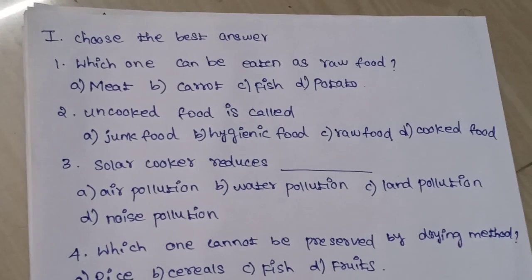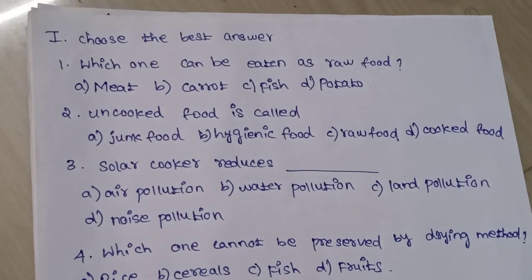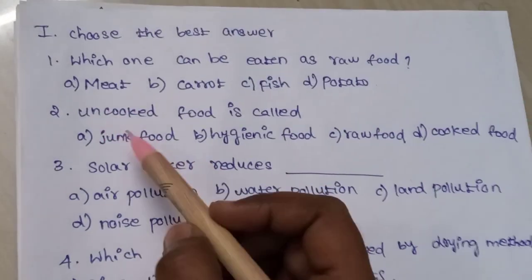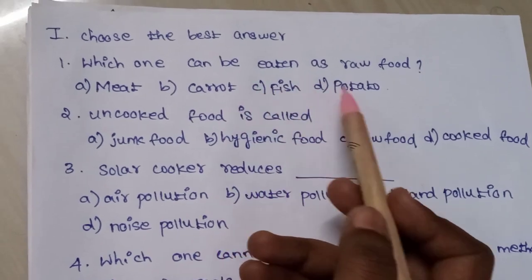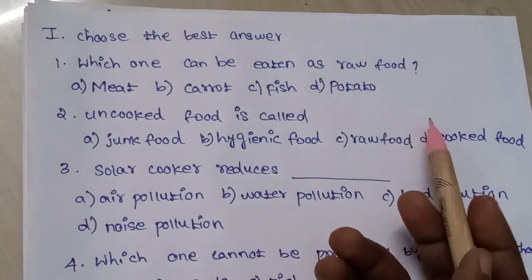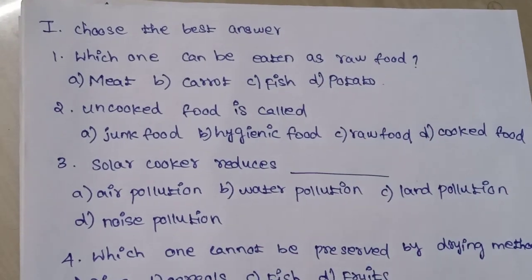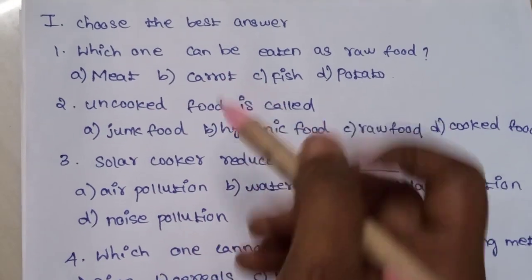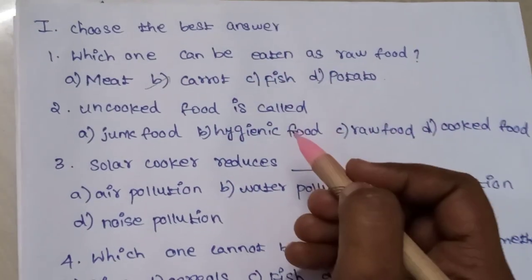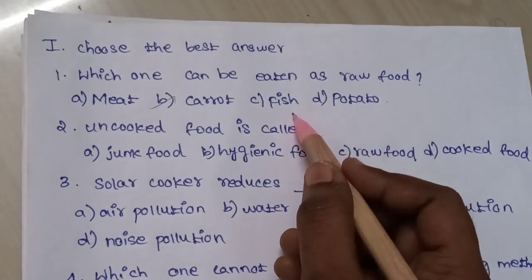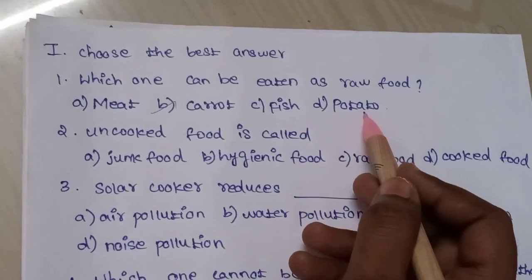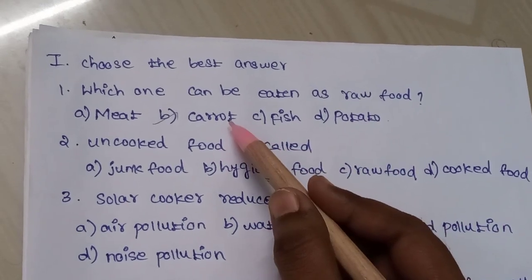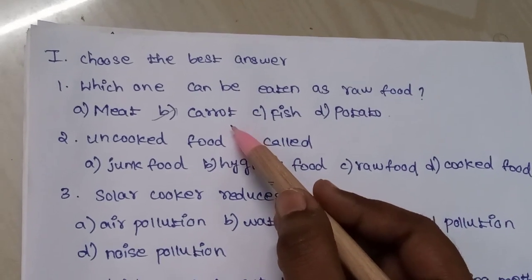Let's see the exercise. First one, choose the best answer. Which one can be eaten as raw food? Okay, without cooking, which one can we eat? Meat, not possible. Can we eat carrot? Yes. Okay. Can we eat fish? Not possible. Potato cannot be eaten either. So carrot we can eat as it is. So it is raw food.